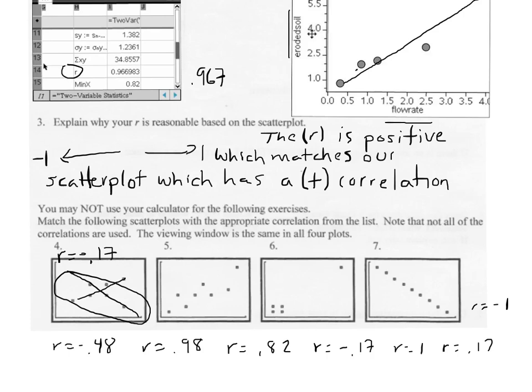And the next, well, that's a little bit tighter. That looks like a positive correlation. It's getting pretty close to forming a straight line, so it's definitely linear, and let's go with 0.82.